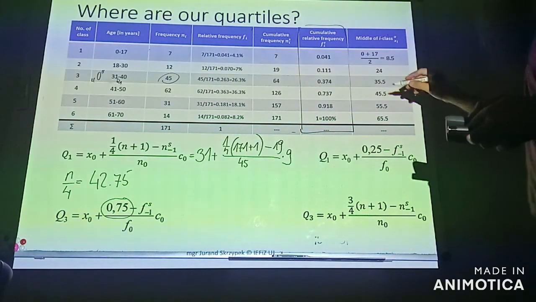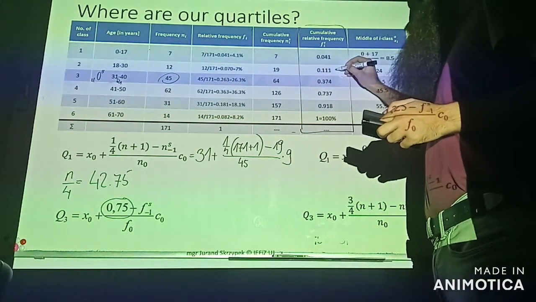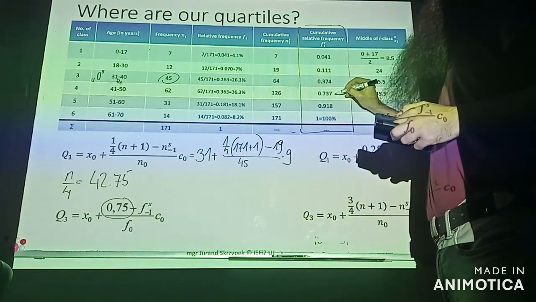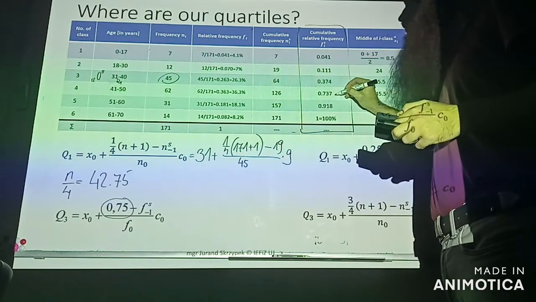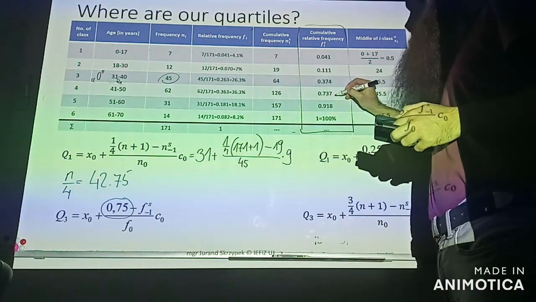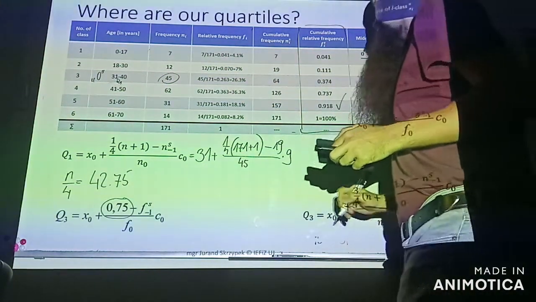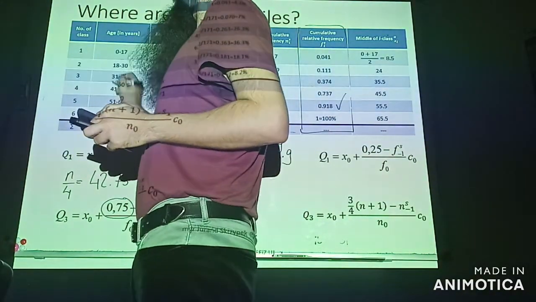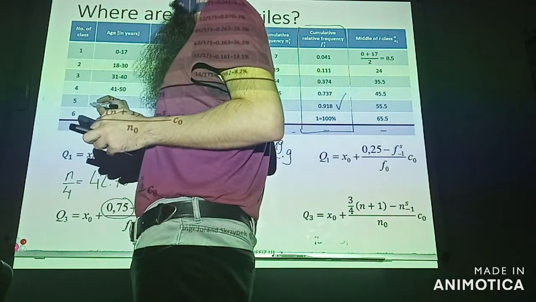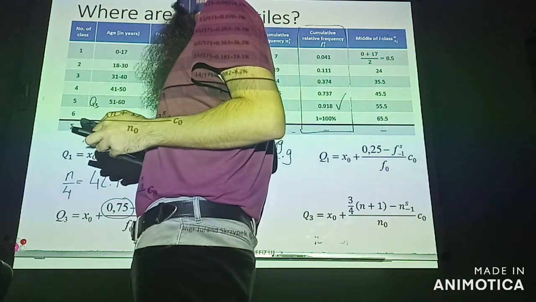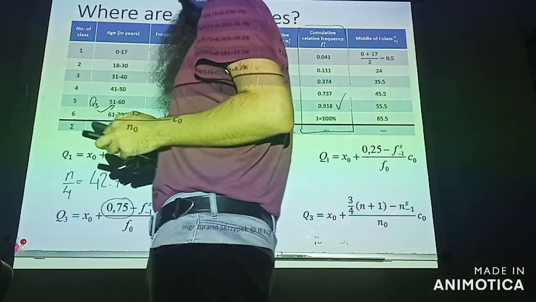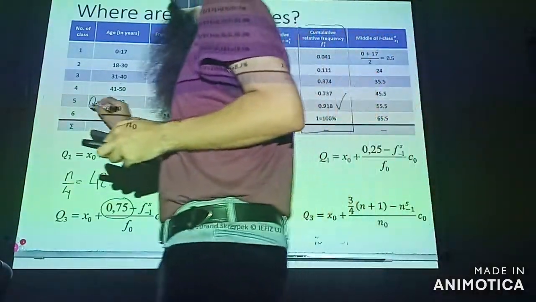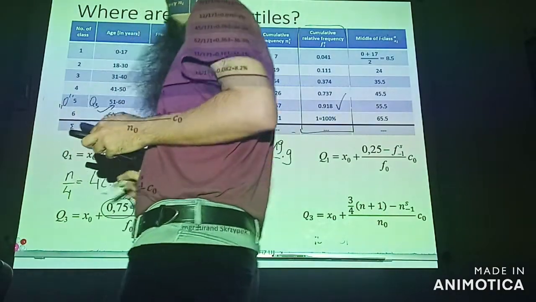0.75. Here, no, because we are looking for the value that is greater than 75%. Here, yes. So the fifth class is the class of the third quartile. The third quartile is somewhere between 51 and 60. This is our zero level.